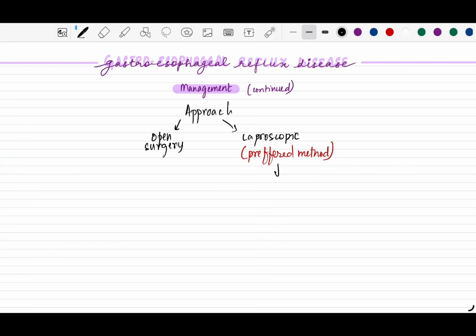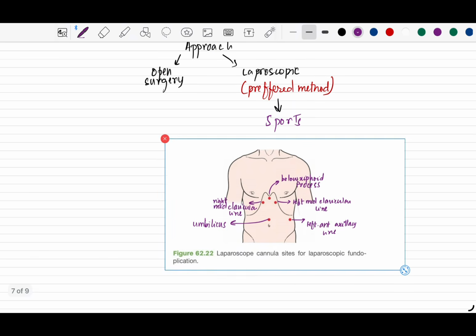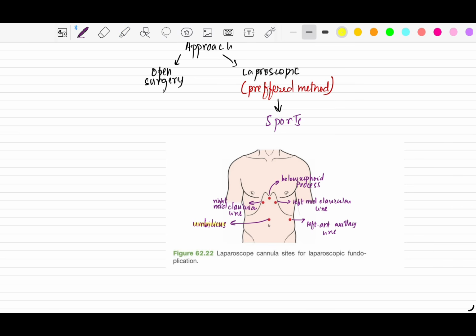Let's also discuss the ports. So for laparoscopic fundoplication, we have 5 ports and they are placed in the following fashion. We have the umbilicus one, which is also the camera port. And then we have one below the xiphoid process. This is to retract the liver. Then in the epigastric region, in the left midclavicular line, we have one port. And then again in the epigastric region, in the right midclavicular line, and then one in the left anterior axillary line, lateral to the umbilical port.